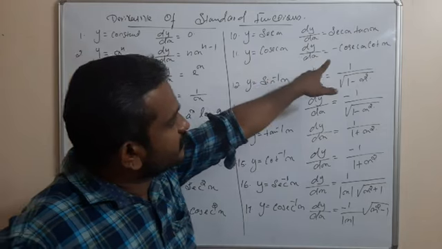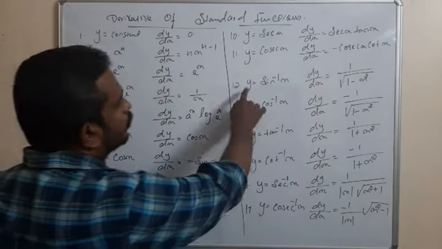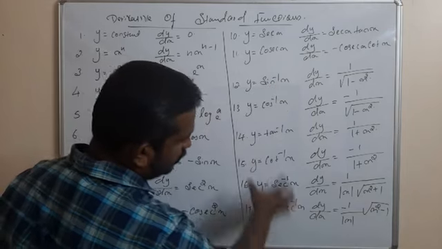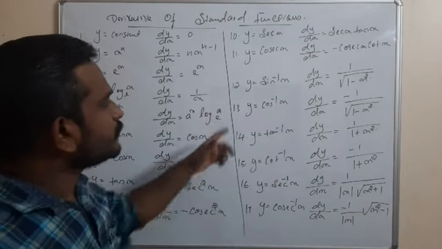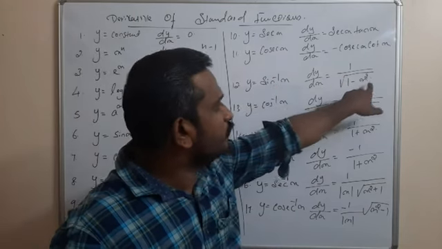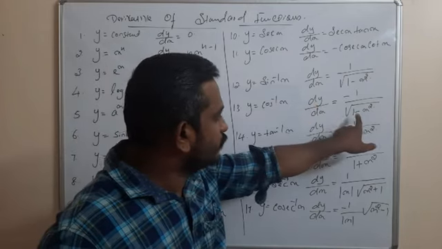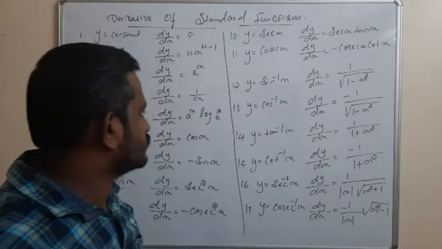Cosecant x, differentiation: minus cosecant x into cot x. These are the inverse trigonometric functions. y is equal to sin inverse x, derivative 1 divided by root of 1 minus x square. Cos inverse x, minus 1 divided by root of 1 minus x square.